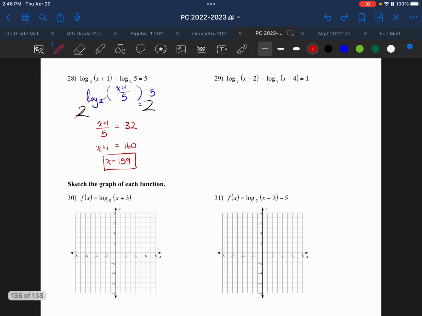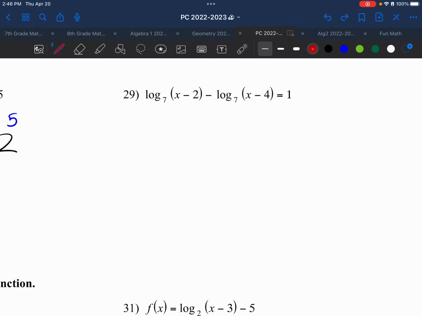All right. Number 29, again, if this was a plus sign, I would multiply, but it's a minus, so we divide the insides. This is going to be log base 7 of x minus 2 all over, I don't know why there's a parenthesis right there, x minus 2 all over x minus 4, and that's going to be equal to 1. Right side doesn't change.